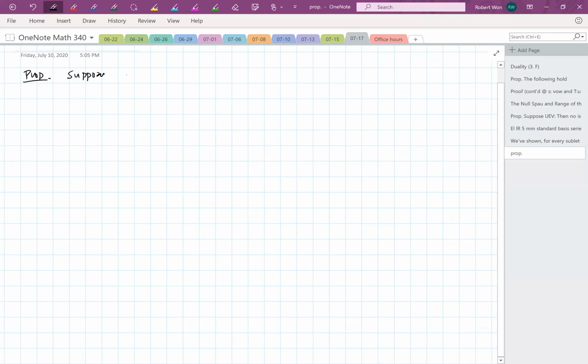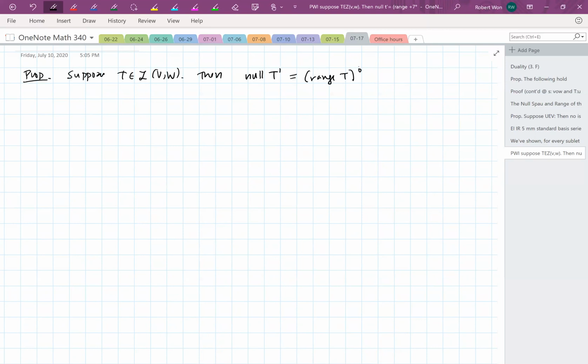So let's suppose that T is a linear map from V to W. Then the thing we're interested in is the null space of the dual map. This is exactly the same thing as the annihilator of the range. Remember I was saying that, well, you can't expect it to be related to the null space of T, because the null space of T lives in V and the null space of T dual lives in W dual. But the range of T lives in W. So you might expect some relationship with the range, and it's exactly the annihilator of the range.